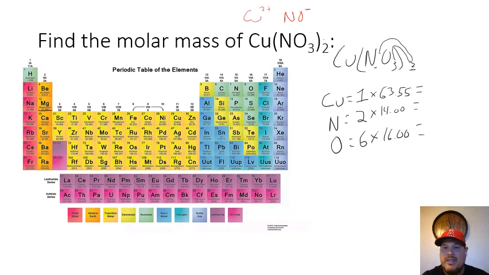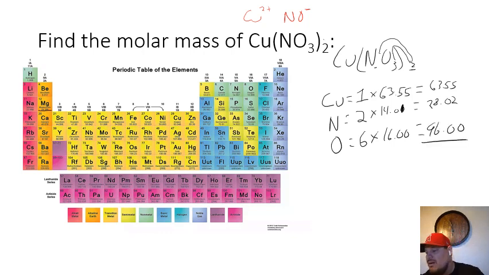And I end up getting 63.55 times 1, which is just 63.55 grams. 2 times 14 is just 28.00 to 4 significant figures. All right, wait, it should be 14.01. I apologize. It should be 2 right there. I'm going to erase this real fast. Erase. No? All right, I'll do it like this then. There we go. 28.02. And then 6 times 16 is 96.00. All right, now I'm going to add all of these up to get a grand total of 187.6 grams of copper nitrate.